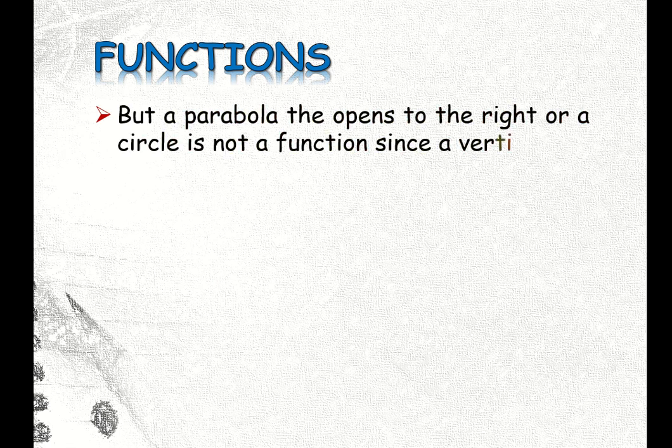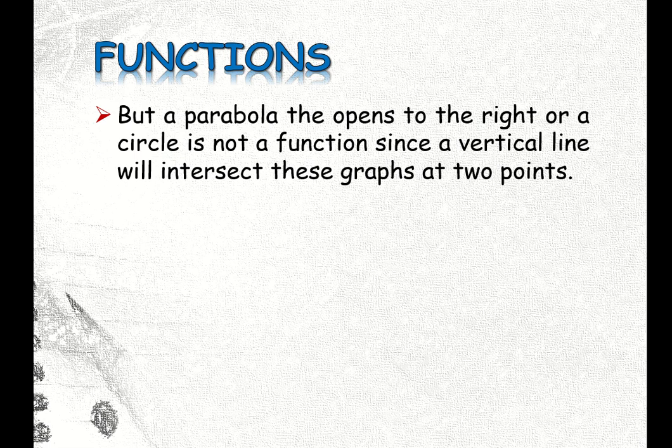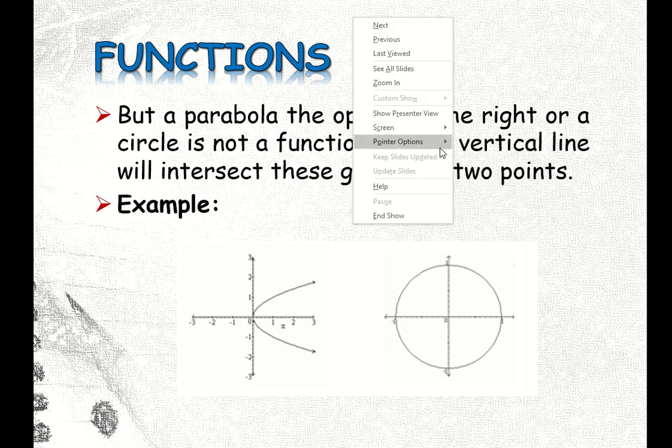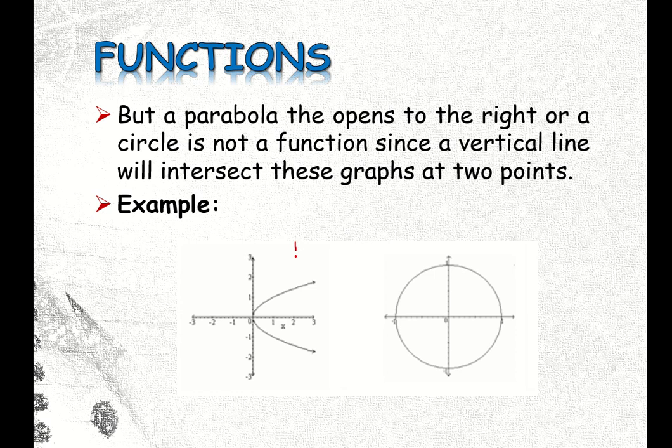But a parabola that opens to the right or a circle is not a function, since a vertical line will intersect these graphs at 2 points. For example, if you have this parabola that opens to the right and you draw a vertical line, what will happen? The vertical line will intersect the parabola at 2 points. It hits here and it intersects at this point. Or if you draw this line, same, it will intersect at 2 points in the curve.